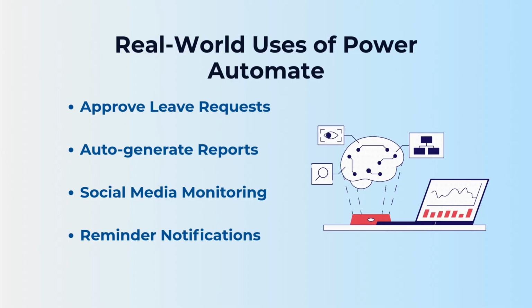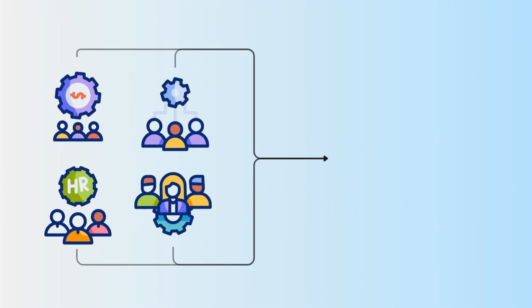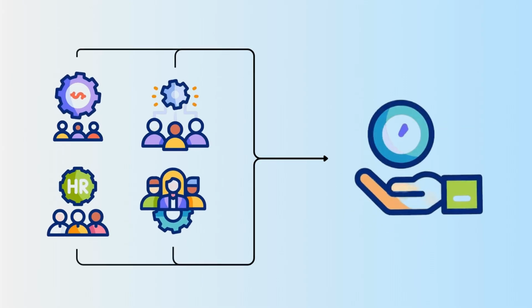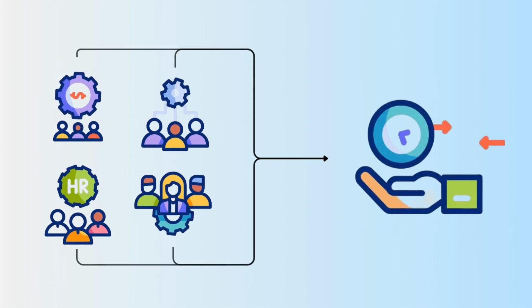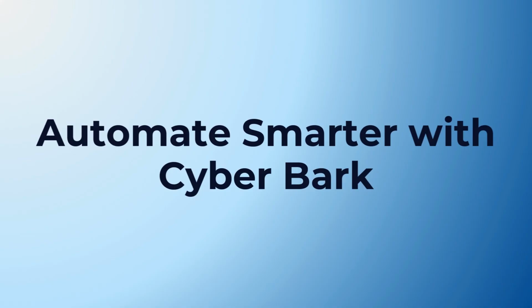Power Automate is used by businesses of all sizes to save time, reduce errors, and keep things moving, even when you're not at your desk. Whether you're in HR, sales, IT, or operations, Power Automate can help you turn repetitive tasks into time-saving workflows. Power Automate doesn't just save minutes, it saves hours.